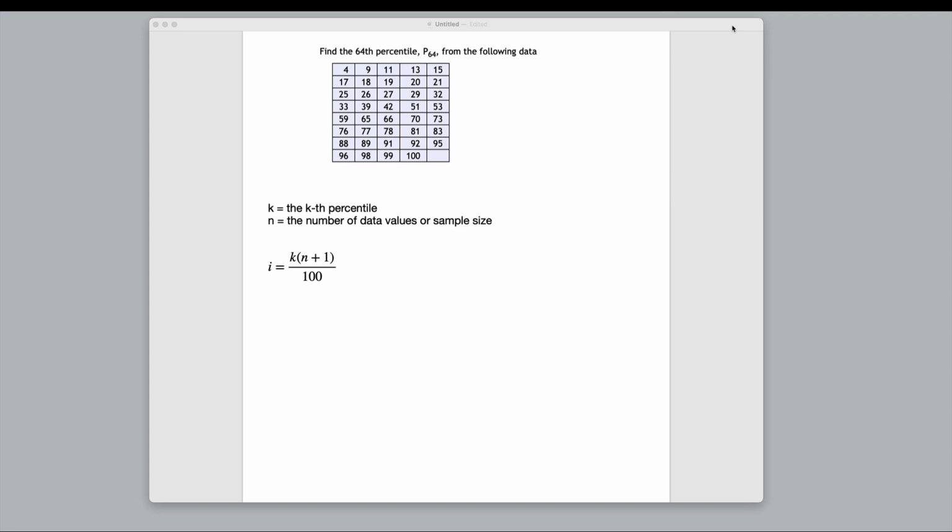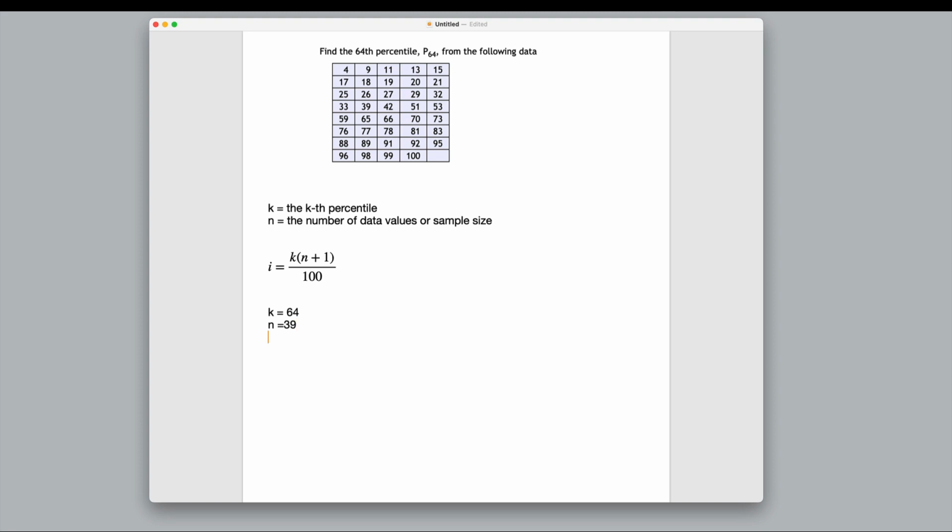What we're going to do here is use this formula: i equals k times (n+1) divided by 100, where k is the kth percentile that we're trying to find, and n is the number of data values or sample size. So in this example, our k is equal to 64 and our n is equal to 39. Let's double check that. 1, 2, 3, 4, 5 columns. 1, 2, 3, 4, 5, 6, 7 complete rows. So 5 times 7 is 35, 36, 37, 38, 39. Okay, so we have 39 data values.